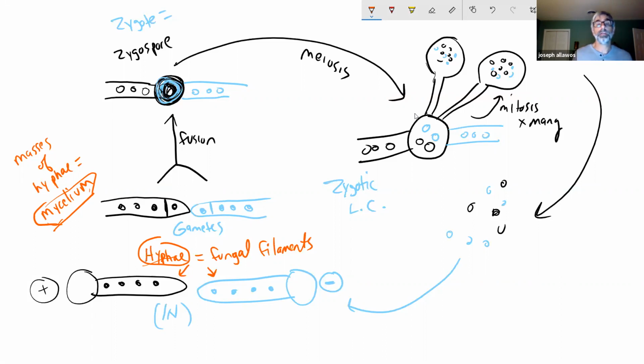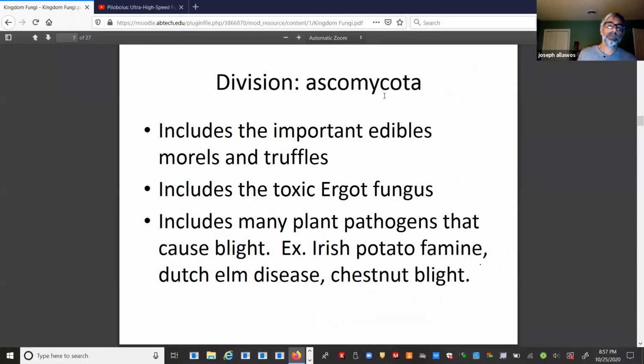Okay, and now you know how Rhizopus does sexual reproduction. What makes a zygomycota a zygomycota? Because it makes this thing called a zygospore when it has sex. Okay. All right.